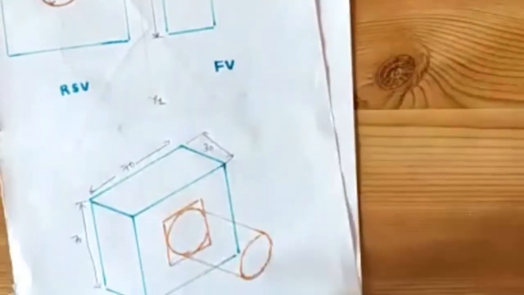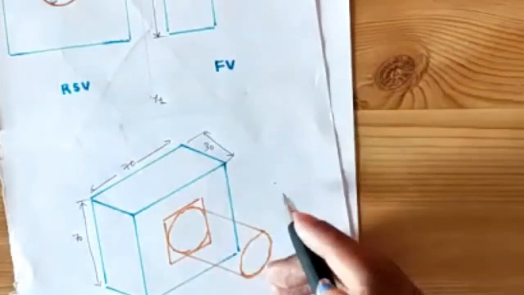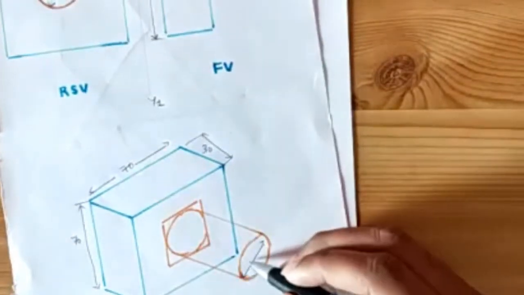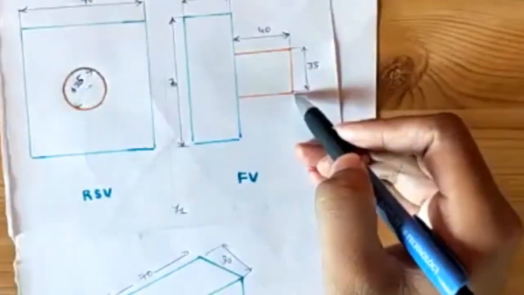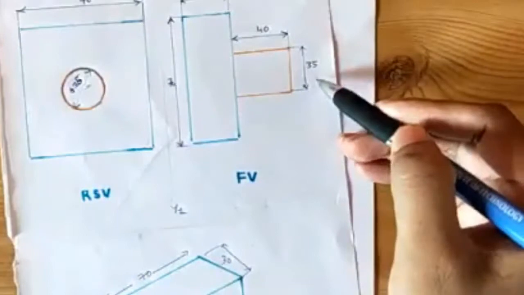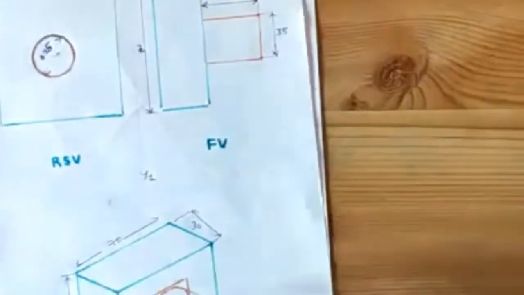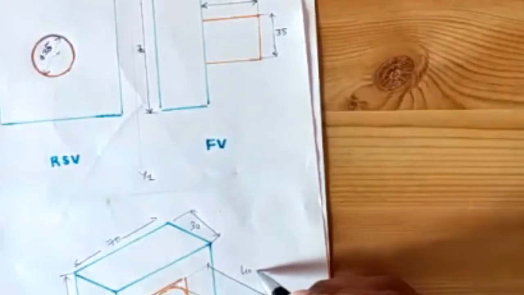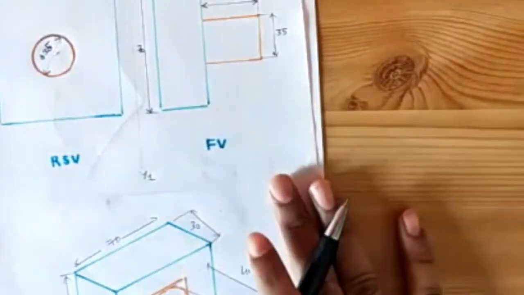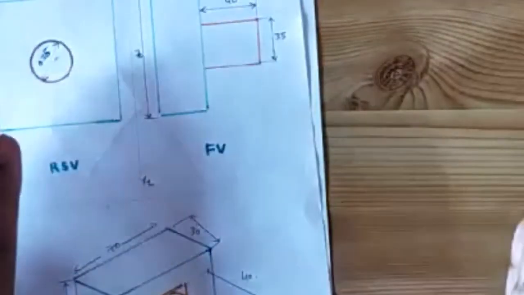From this square slab, a cylinder is projected whose diameter is 35. You can see both in the front view and the side view. And what is the length of the cylinder? The length of the cylinder he has given you as 40. The total length of the cylinder from this point to this point is 40. We will draw this. This is iso left. The last 3 problems which I had solved are iso right.